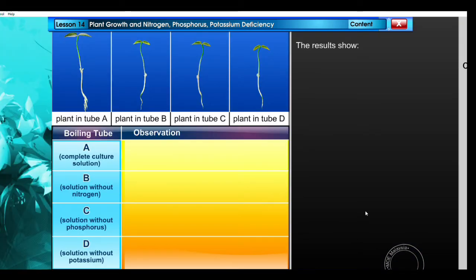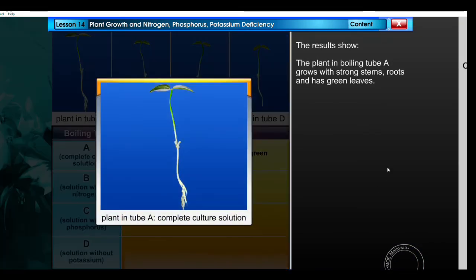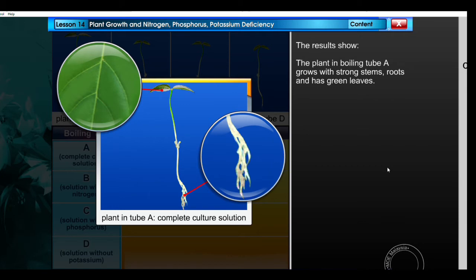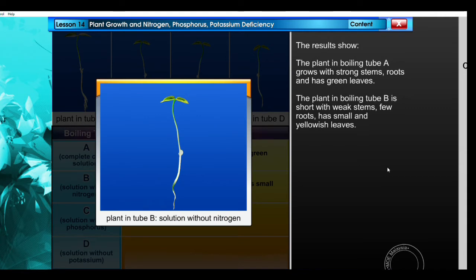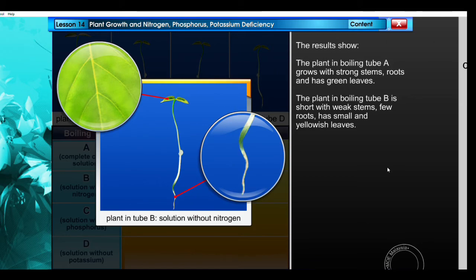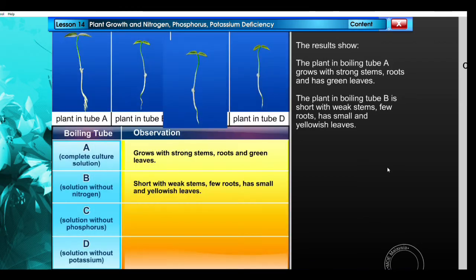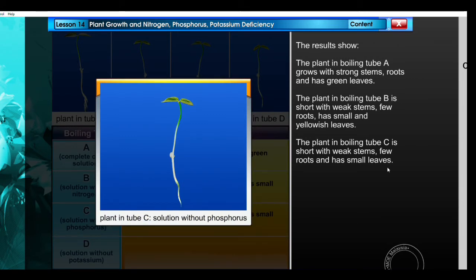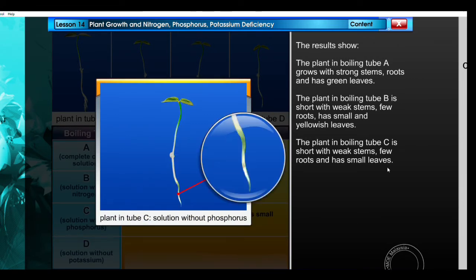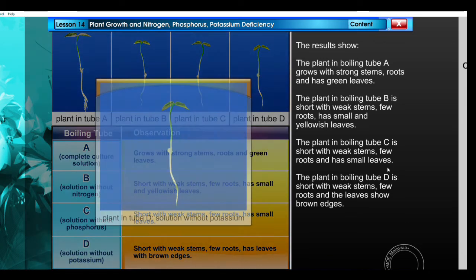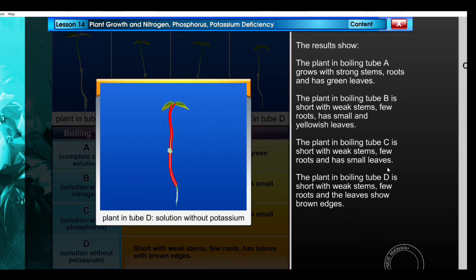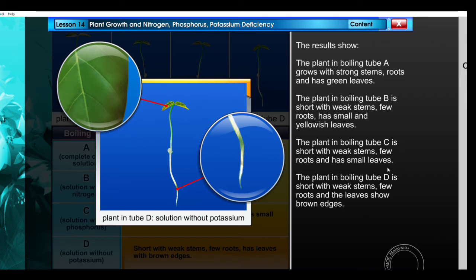The results show the plant in boiling tube A grows with strong stems, roots, and has green leaves. The plant in boiling tube B is short, with weak stems, few roots, and has small and yellowish leaves. The plant in boiling tube C is short, with weak stems, few roots, and has small leaves. The plant in boiling tube D is short, with weak stems, few roots, and the leaves show brown edges.